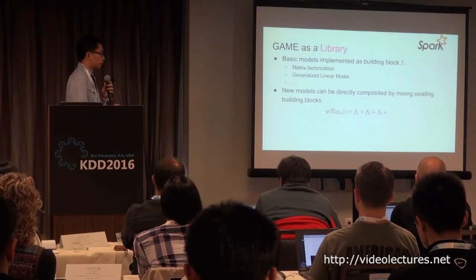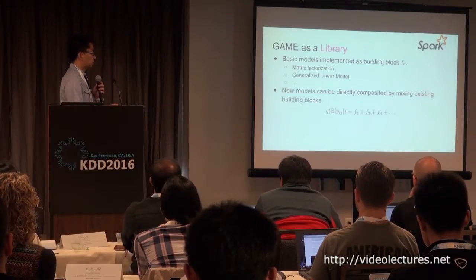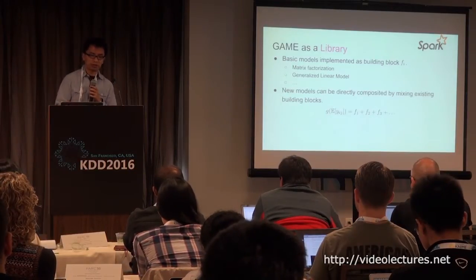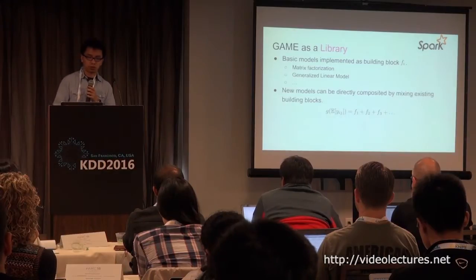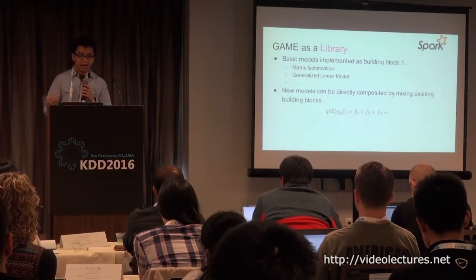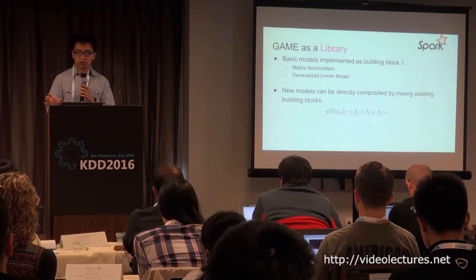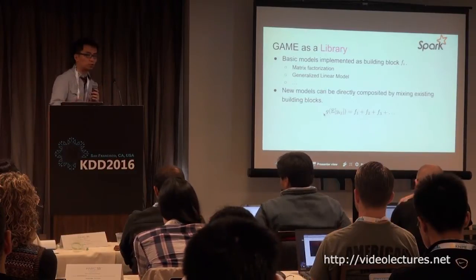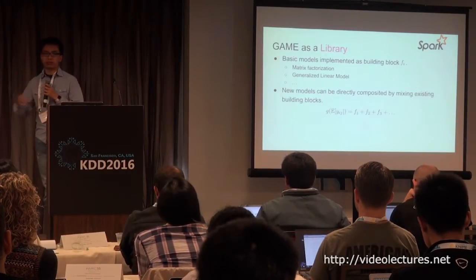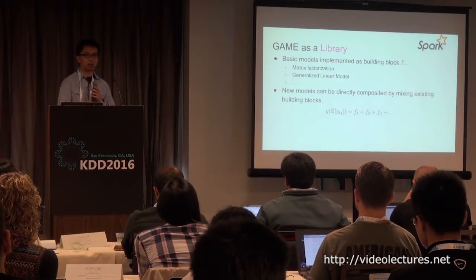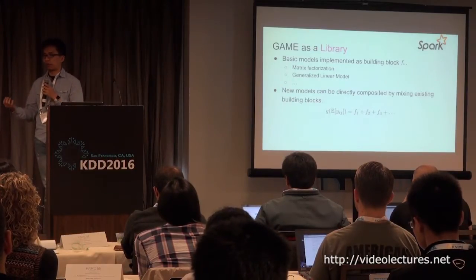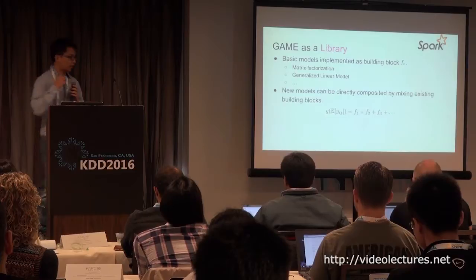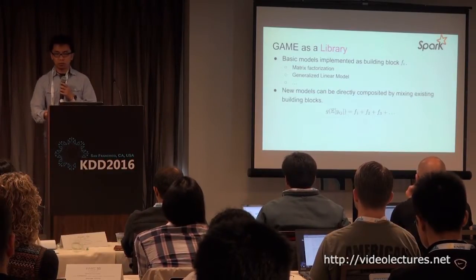In the GAME model, each F is a building component. We have different components available. For example, we implemented matrix factorization, and we implemented the generalized linear model with logistic regression, linear regression, and Poisson regression. Those are building blocks that are already available in GAME. Importantly, if it's just some well-defined model, then there's no fun. We want to build new models based on the characteristics of the data. So GAME provides a way: once we have some building blocks, you can construct a more general model with them.